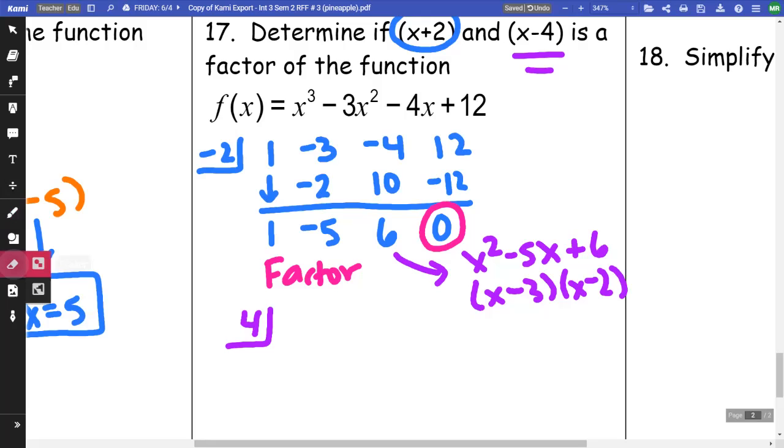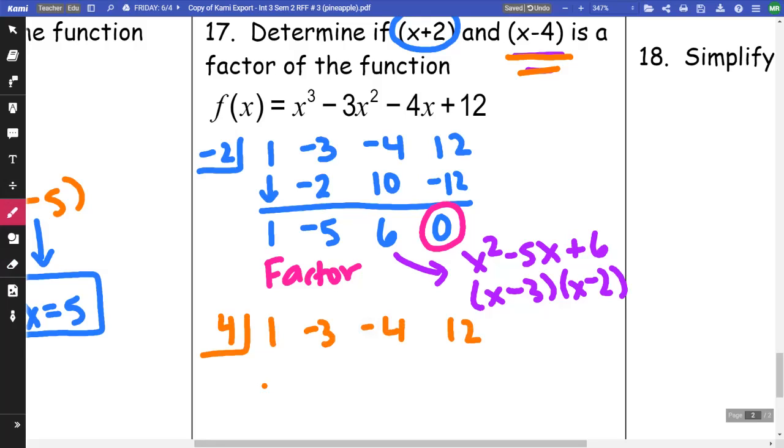Here, let me do it in a different color so it doesn't get confusing with that. Okay, so I'll do it in orange. So now I'm going to do the x minus 4. So I'm going to put a 4 here. 1, negative 3, negative 4, and 12. And you'll see that I should get not 0 this time because that was not one of those factors. So this is a 1.